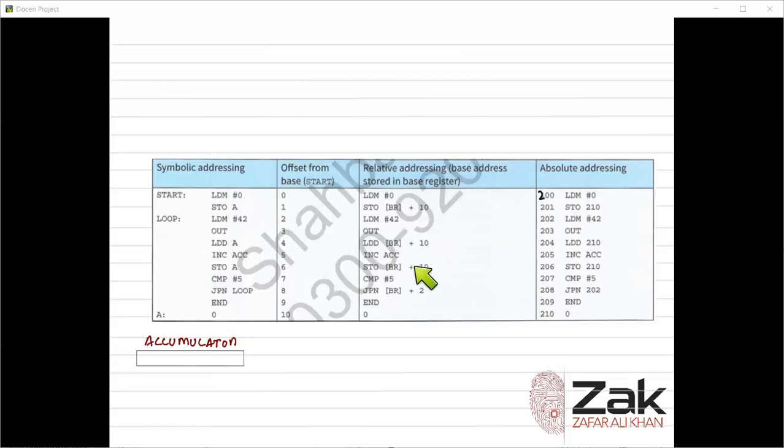No matter how big the program, where the program is currently, which instruction is being executed at the moment, which memory address is being accessed, the base address would have the address of the first instruction of the current program, no matter what. So the first address of current program's instruction is 200. So base address would have 200. Now it says store at the value of the base register.